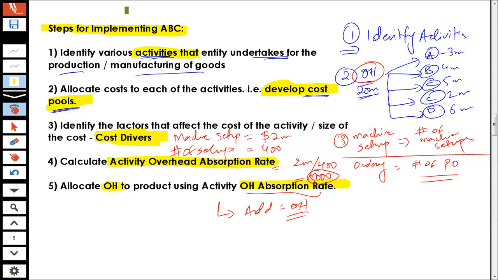Is it okay to everyone? Okay. So we have discussed the basics of activity-based costing, that is, what exactly activity-based costing is and how activity-based costing is implemented.